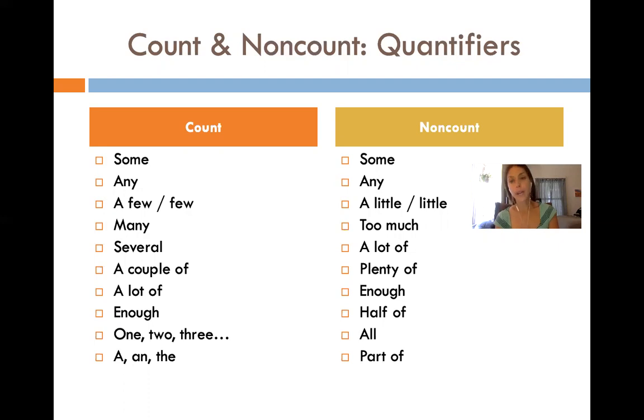I'll have some grapes. I don't have any shoes. Yeah, that's a little bit weird. I don't have any shirts. I have a few dollars, or I have few dollars. I have many dogs. I have several cats. I have a couple of bananas. I have a lot of cupcakes. Ooh, I have had enough cookies.